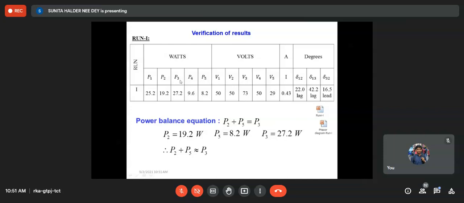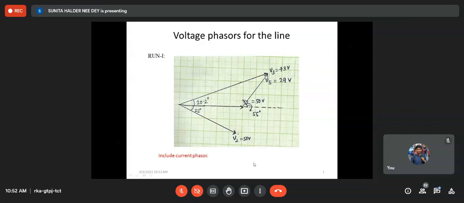And P3 is 27.2. Then when you add P2 plus P5, check whether P2 plus P5 is approximately equal to P3 or not. Here I have not added. You add it, find the difference, the deviation, and write your justification. Understood? If anybody has not understood, then ask me. Along with that, you see all the voltages are given. Their relative angles are given. So obviously you can draw the phasor diagram. Some phasor diagram is given, but it is not 100% correct.